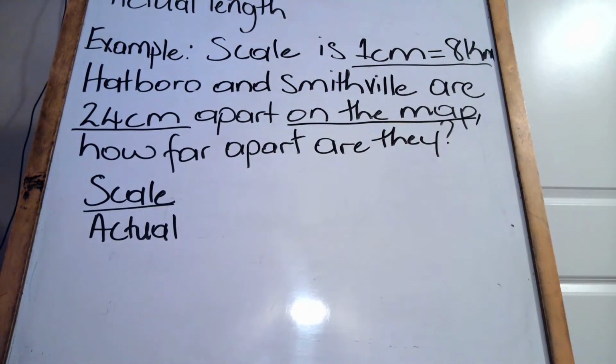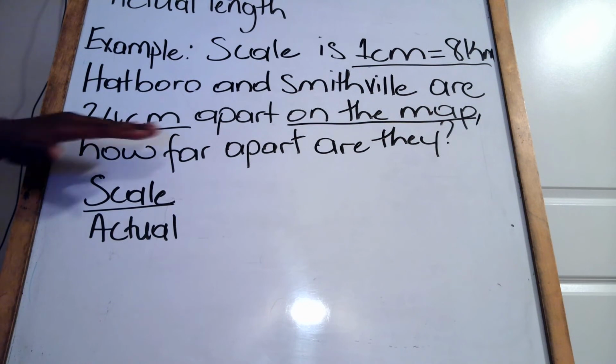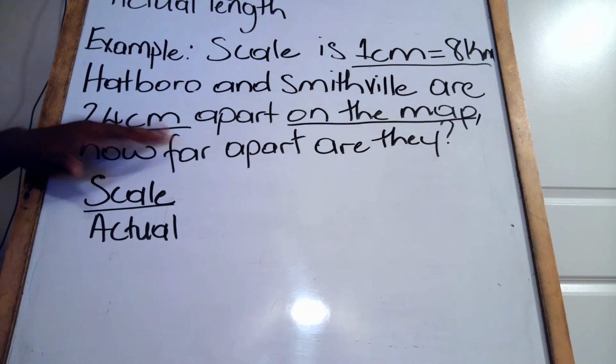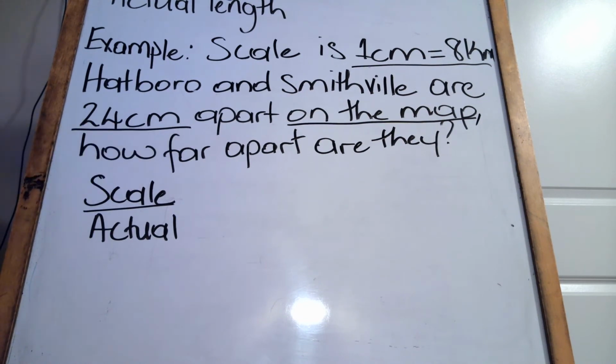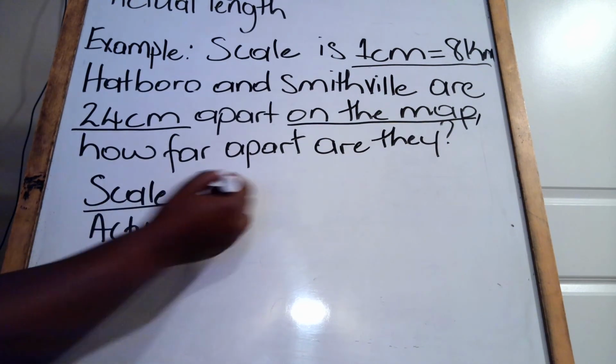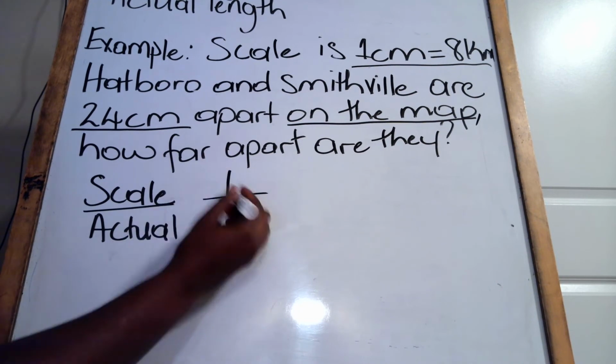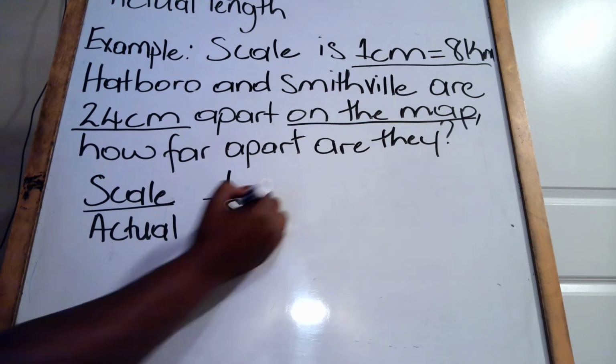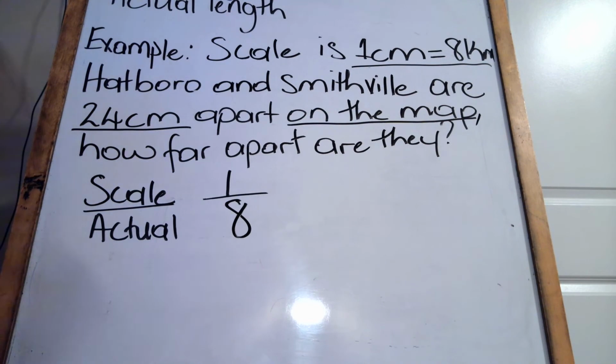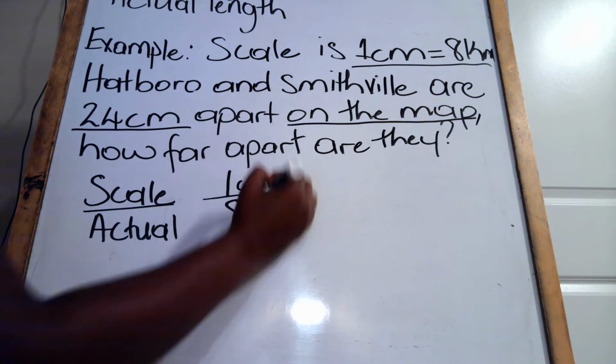So that's a key for us. It says 24 centimeters apart on the map. This is telling us that 24 on the map means that is the scale length. So we are going to first write the scale that we are given as a ratio in fractions. So that's 1 over 8. I'm going to write the units on it so you can observe something.